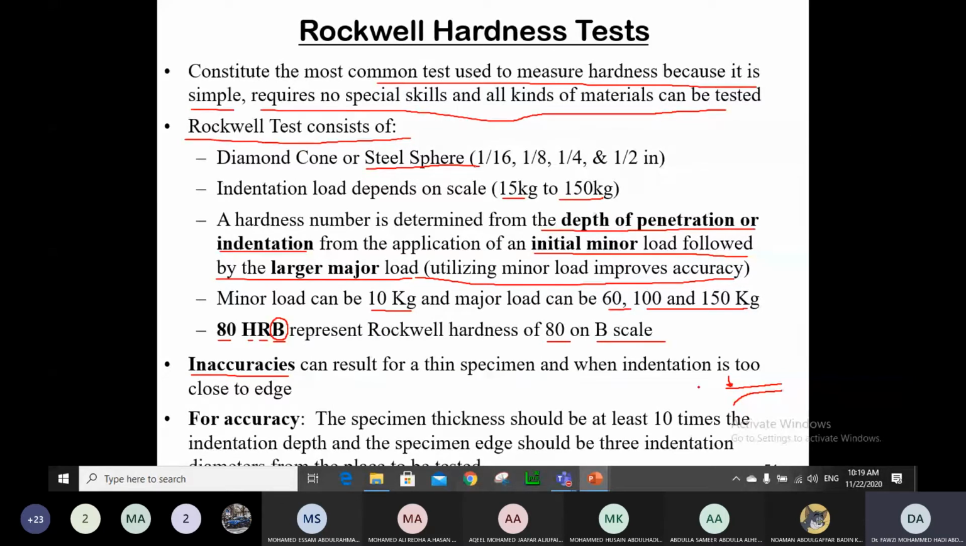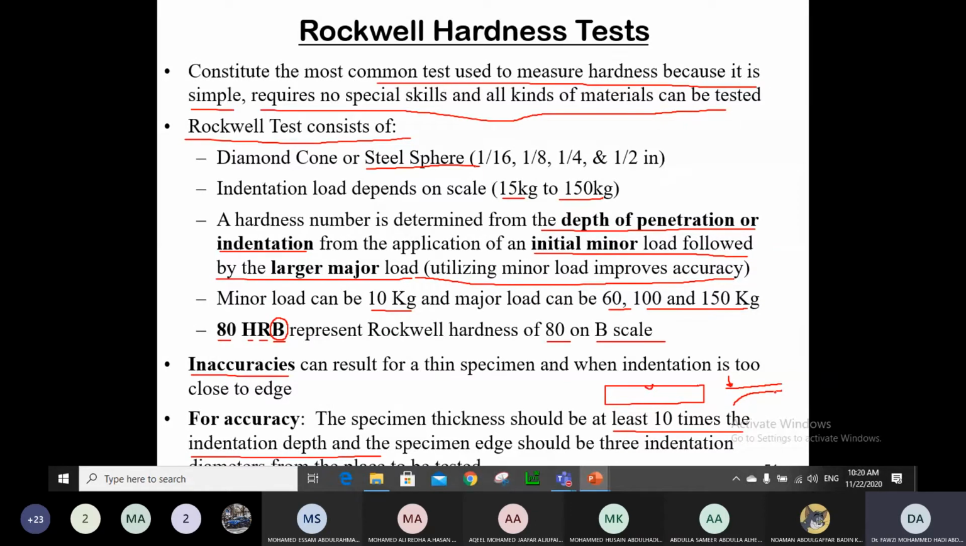Therefore, you need the material to be thick, at least 10 times, this is what I'm mentioning here, 10 times the indentation depth. So how much depth of indentation do you need to make? If your depth of indentation is to be this much, you need at least 10 times that thickness in order not to fall into that inaccuracy.